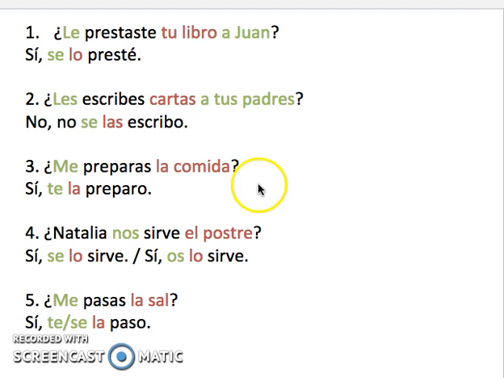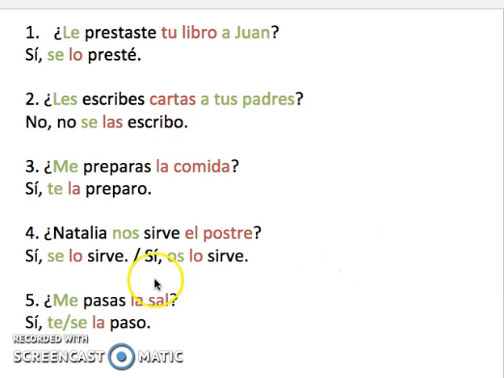The letters to them. 3. ¿Me preparas la comida? Are you preparing the food for me? Sí, te la preparo. Again in the present tense here. 4. Natalia nos sirve el postre. So is Natalia serving the dessert to us?